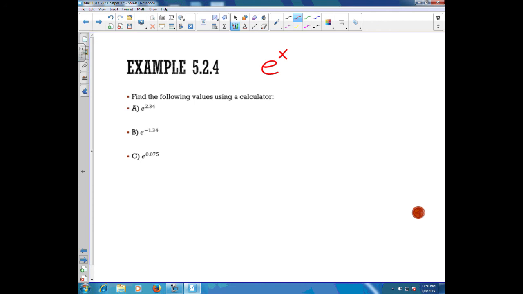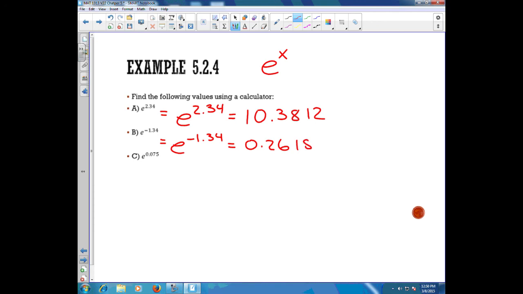And so, rounding to 4 decimal places, if you do e to the 2.34, and you should use this to check what you're doing in your calculator, then e to the 2.34 is going to give you 10.3812. e to the minus 1.34 should give 0.2618. And then e to the 0.075 should give you 1.0779. So use your calculator and make sure that you get these same values.